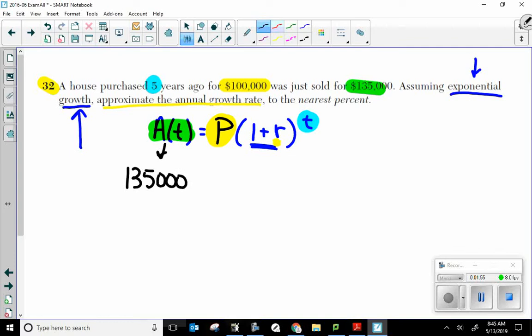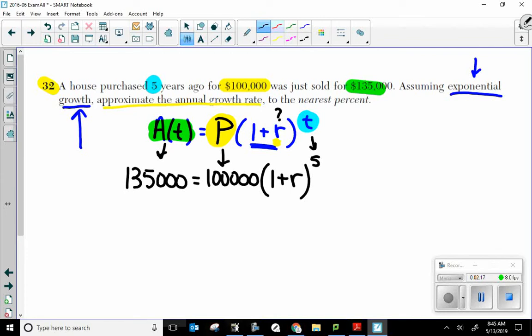So 135,000 was my end amount. I initially bought it for $100,000. That is my principal, and I should put one more zero right there. 1 plus r, that's what we're solving for. And that was over the course of 5 years. So that's my t. I'm just going to solve for r here.